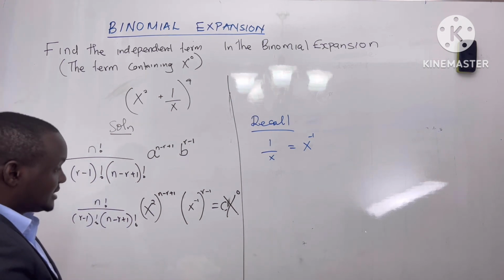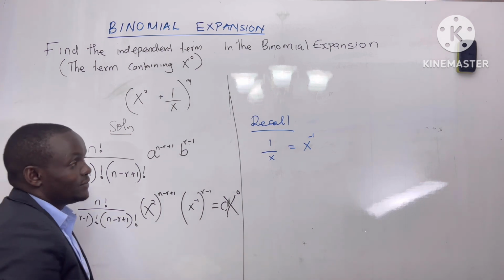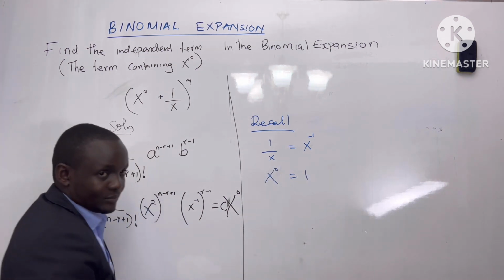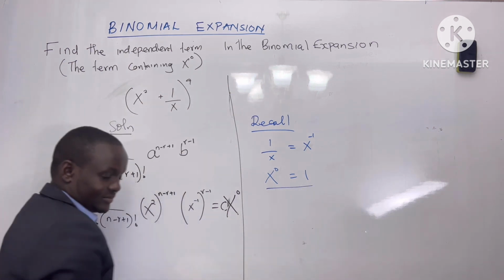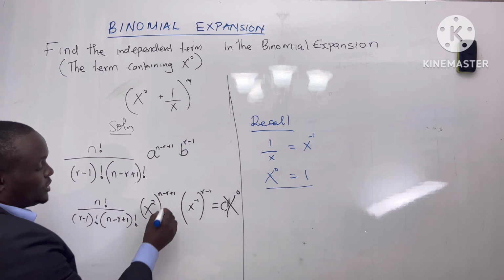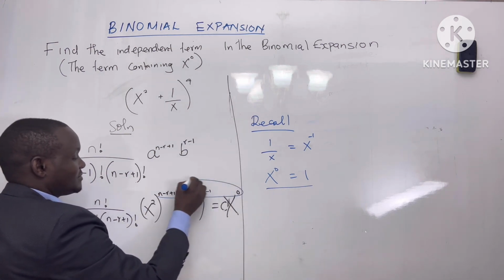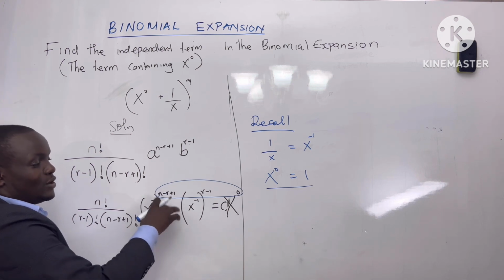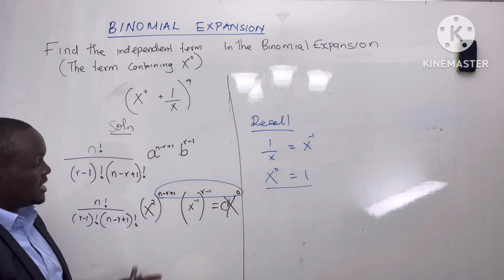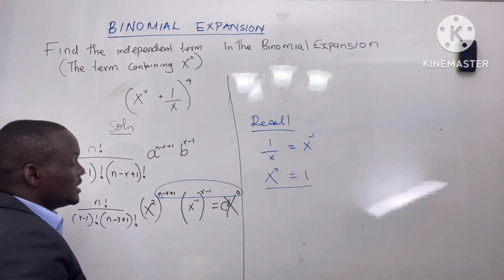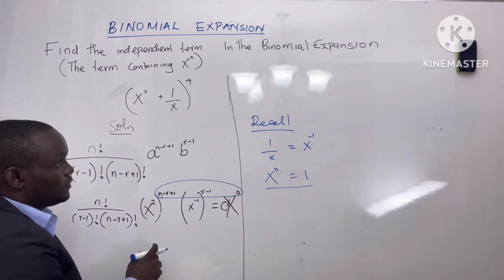Recall that from the rules of exponentials, any number raised to power 0 is simply 1. That's why we call this the independent term in a binomial expansion. So we shall solve this in order to get r, since we already know n. Then from there we can know our independent term in this equation.